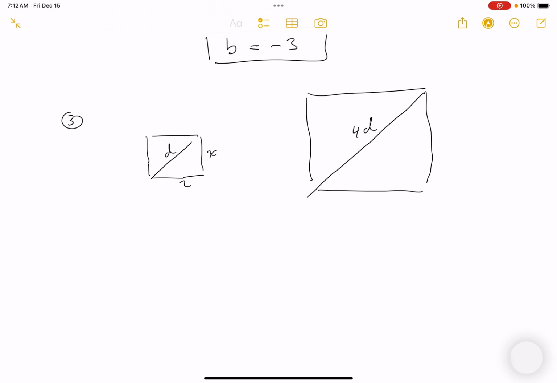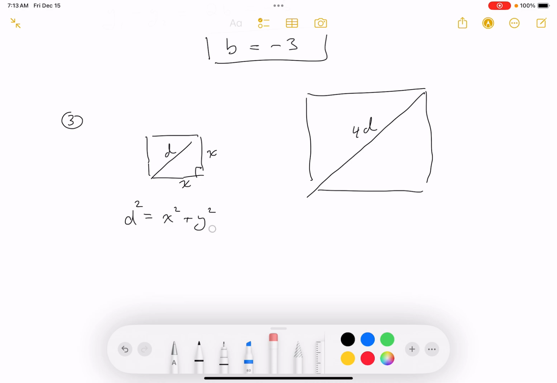This is x and x. And yeah, certainly it's 45, 45, 90, but let's go through it. So d squared would equal x squared plus y squared. I'm sorry, I made a mistake there. Let me get my eraser out. X squared plus x squared, right? So d squared would equal 2x squared, or d would equal, not plus or minus, by the way, it's going to be x root 2.